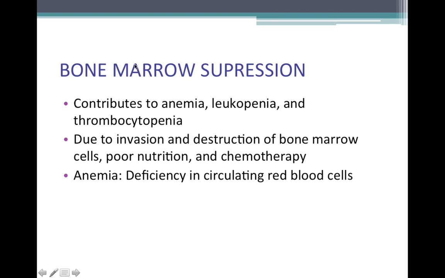Now, bone marrow suppression can occur during leukemia and lymphomas. What you'll find is that if it's a bone marrow type of cancer, this can contribute to things like anemia, which is low red blood cell count, leukopenia, which is low white blood cell count, and thrombocytopenia, which is low platelet count. And the reason why we see low blood element counts is due to an invasion and destruction of bone marrow by cancer cells. Or it can also come from poor nutrition and chemotherapy.